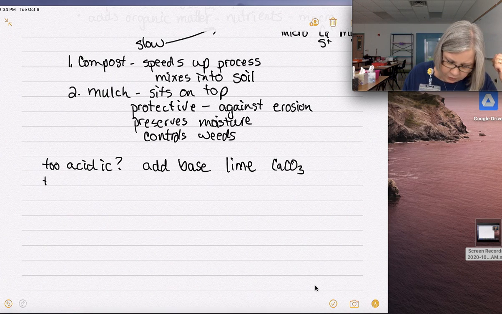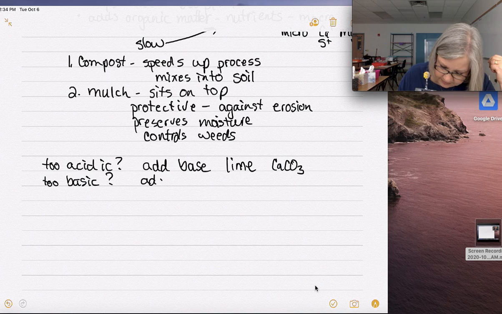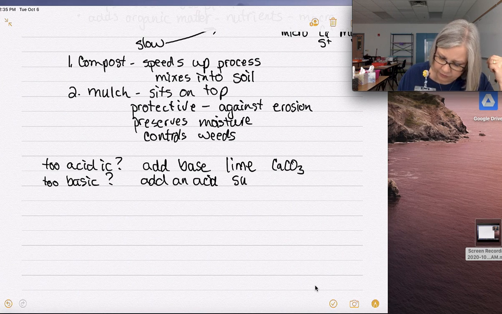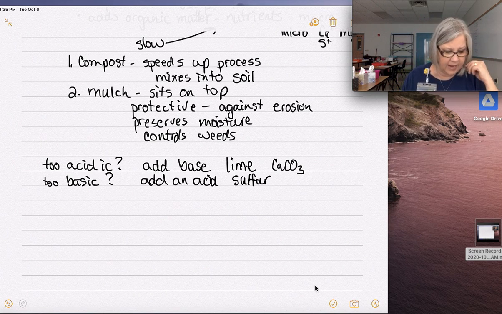What if it is too basic? Add a base. Add an acid. And one of the typical ones that gets added here is sulfur. And sulfur comes as a mineral, and they can just sprinkle that, mix that into the soil, and it takes care of it.